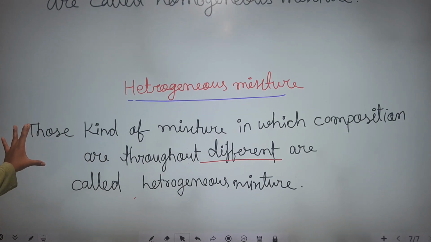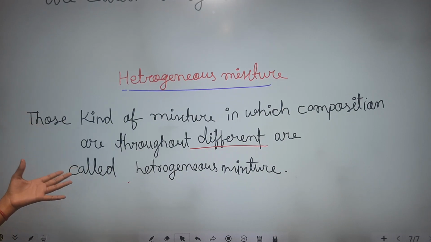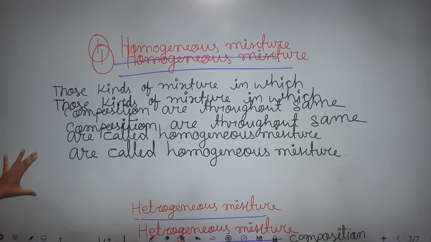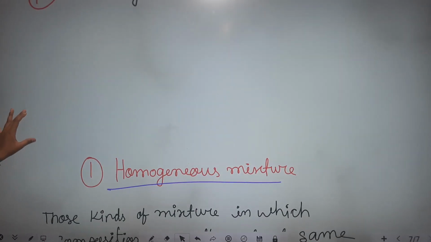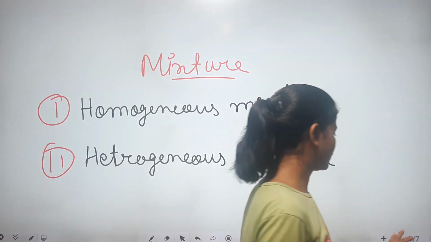Heterogeneous mixture, okay. So those kinds of mixture in which the composition is throughout different can easily be separated, okay. Like we can say sand plus water, oil plus water, okay. So I hope you understand what is homogeneous mixture and heterogeneous mixture, okay.